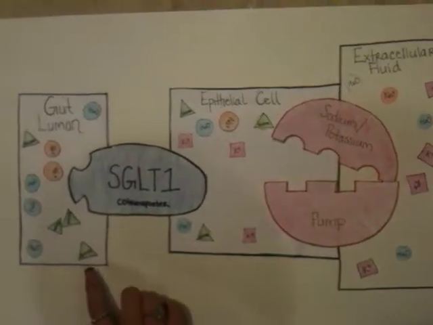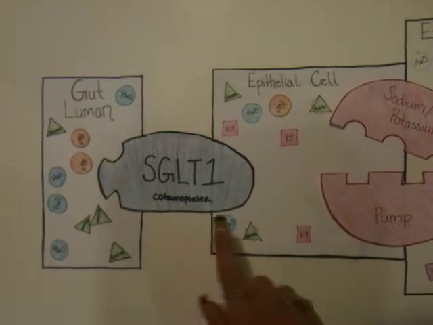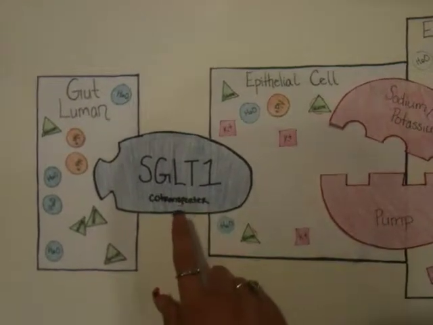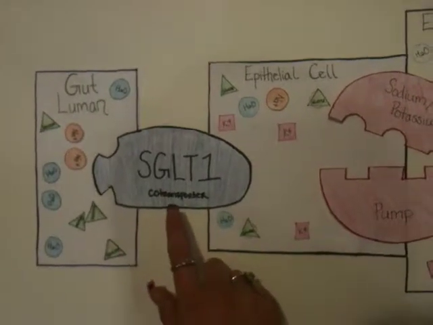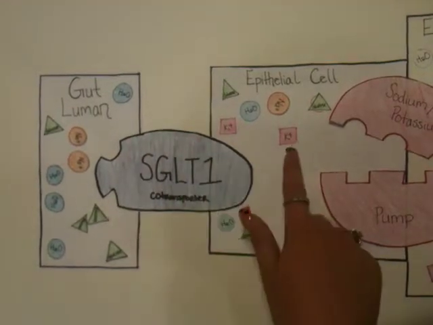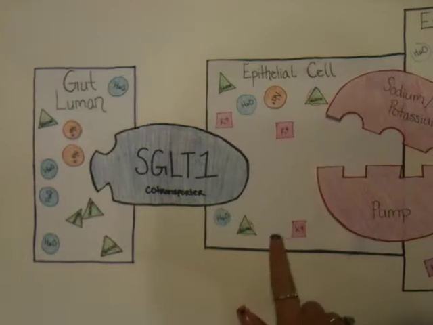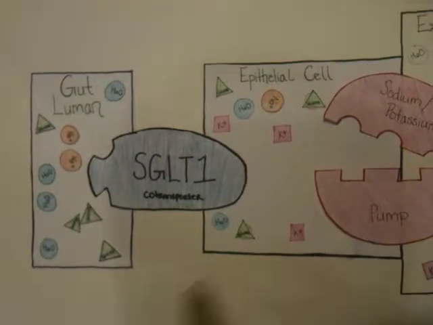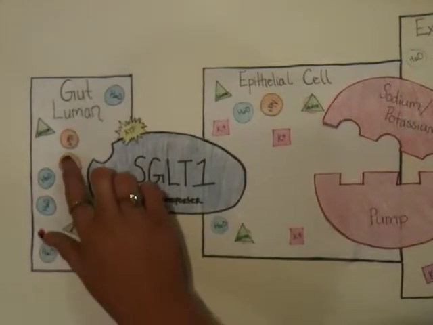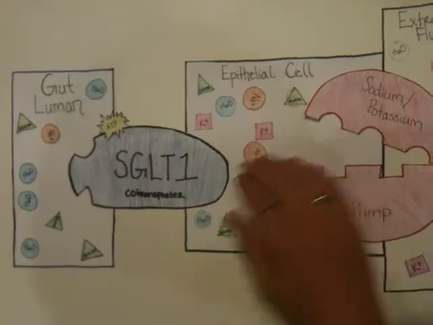The glucose transport system starts within the GLUT lumen, where glucose is being transported into the epithelial cell using the concentration gradient of sodium between the GLUT lumen and the epithelial cell, because there's a higher concentration of sodium here and a lower concentration in the epithelial cell. So using ATP, sodium and glucose are co-transported into the cell.